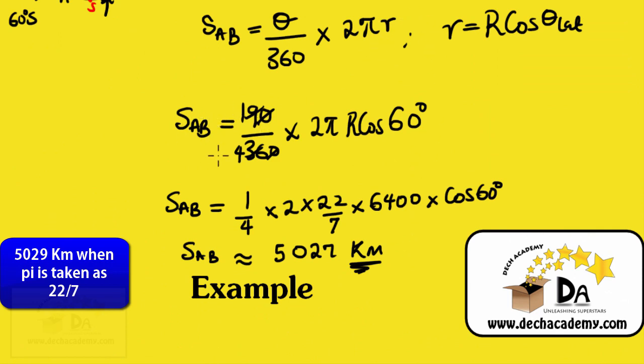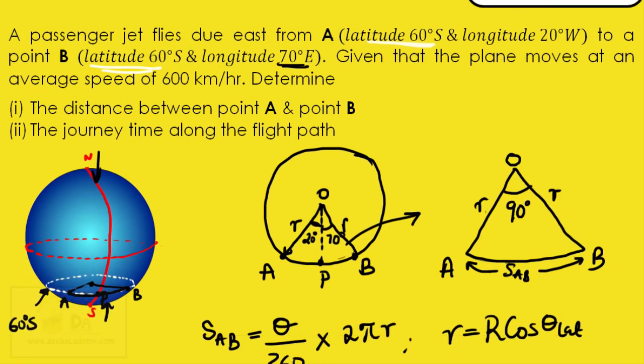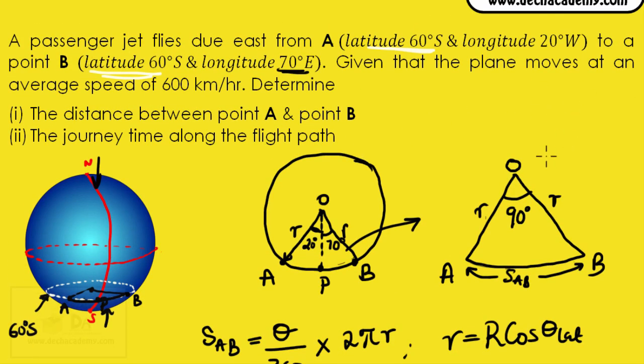Because if you look at the equation, this R here represents the only length in this equation, and it's in units of kilometers. This 6,400 is 6,400 kilometers. I just thought to emphasize that so you know where the unit comes from. So question 2 says determine the journey time along the flight path.